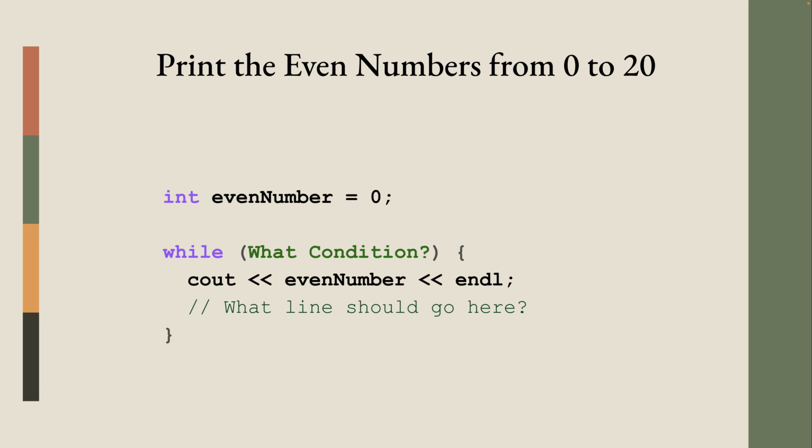Print the even numbers from 0 to 20. So we're starting at 0, we want to print 0, 2, 4, 6, all the way up to 20. What would our condition be in this case? Less than or equal to 20. Yeah, so even numbers less than or equal to 20. And then what do we do for the update? Plus 2. Yeah, we want to increase it by 2. So the counter doesn't always have to go up by 1. It can go up by 2 based on the context.